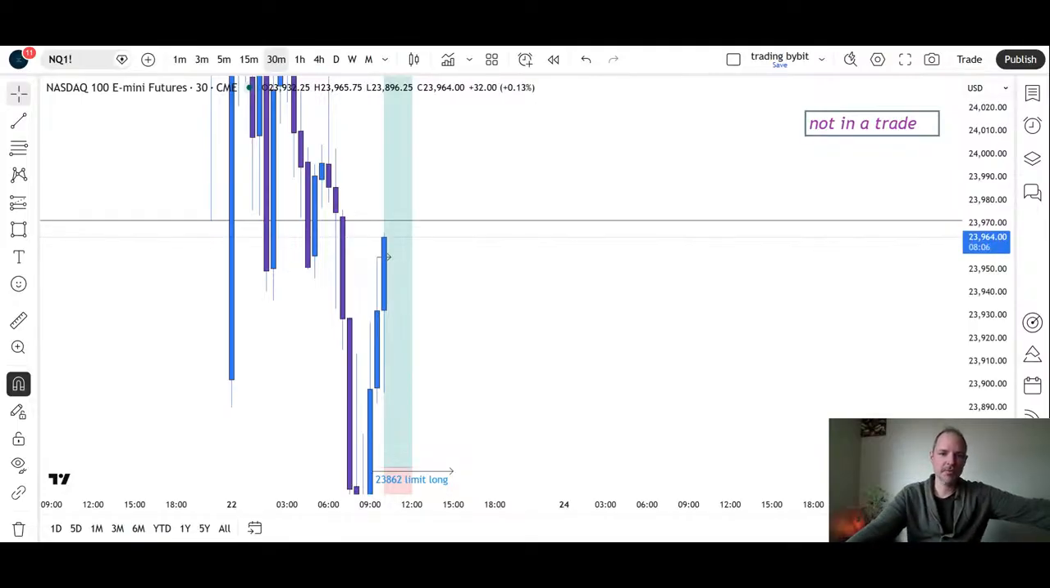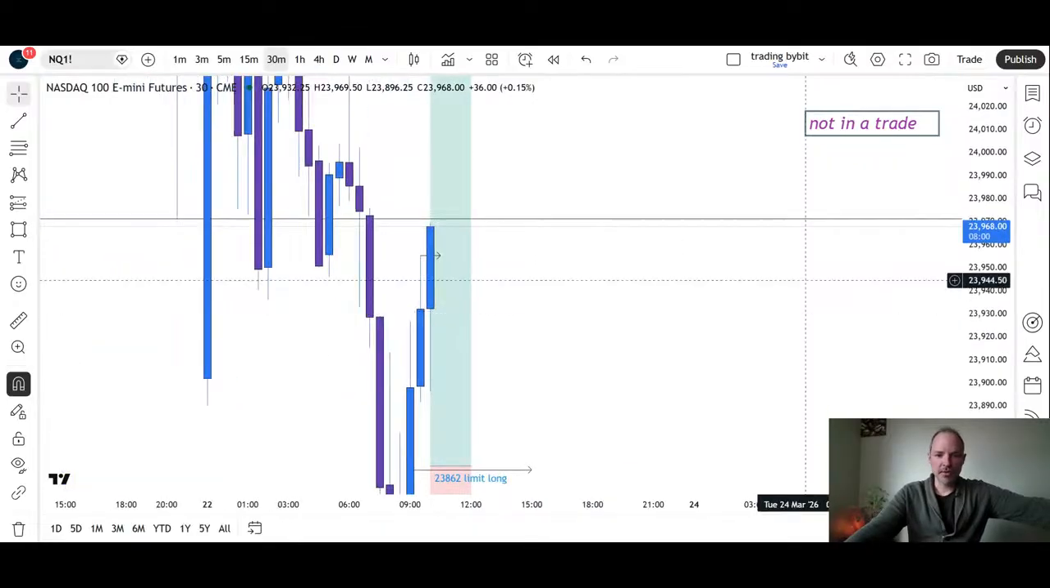So there is a possibility that we will not get a tap. Be okay with it if it doesn't come. Looks like the market wants to rally without us today.